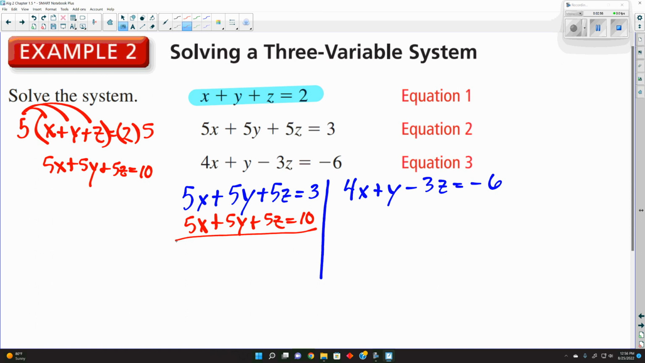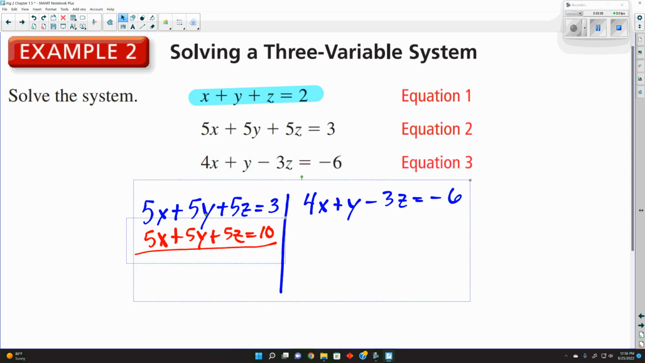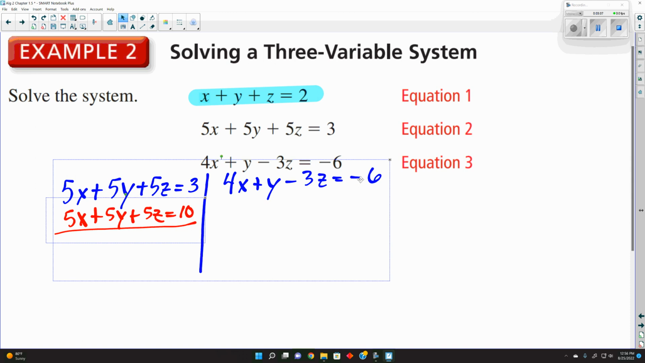Any questions on this so far? Okay. I'm just going to move that over. Now we can look at the other one.